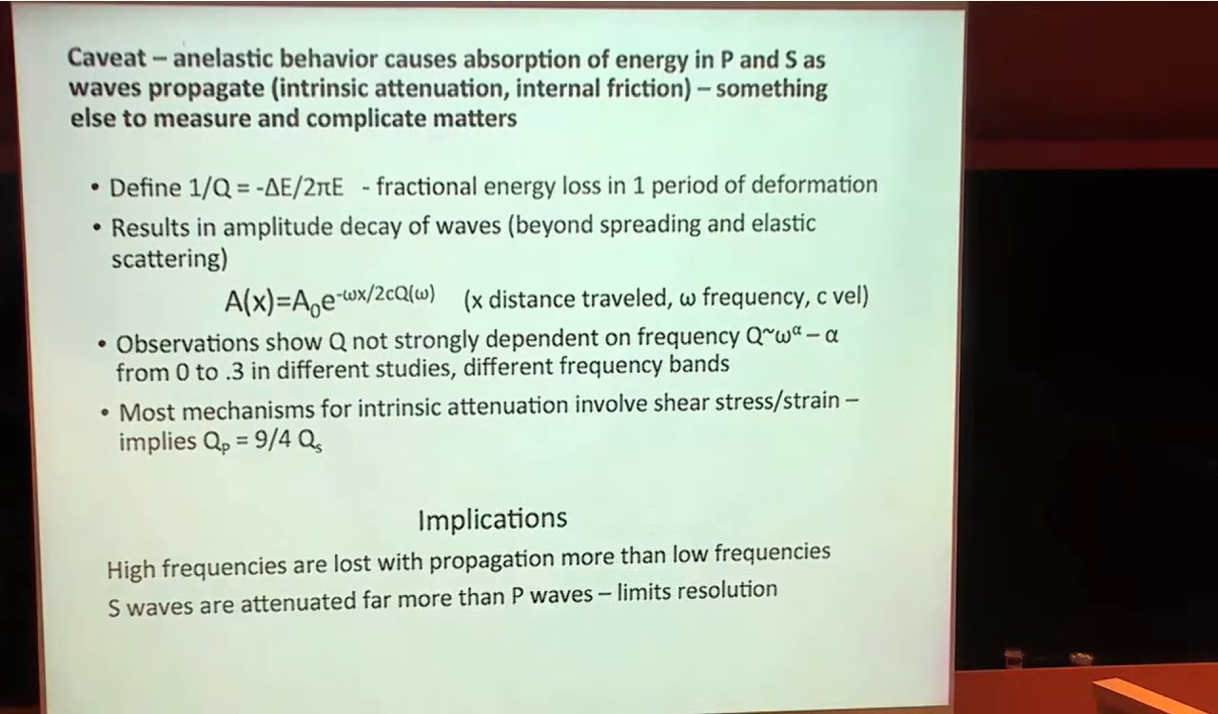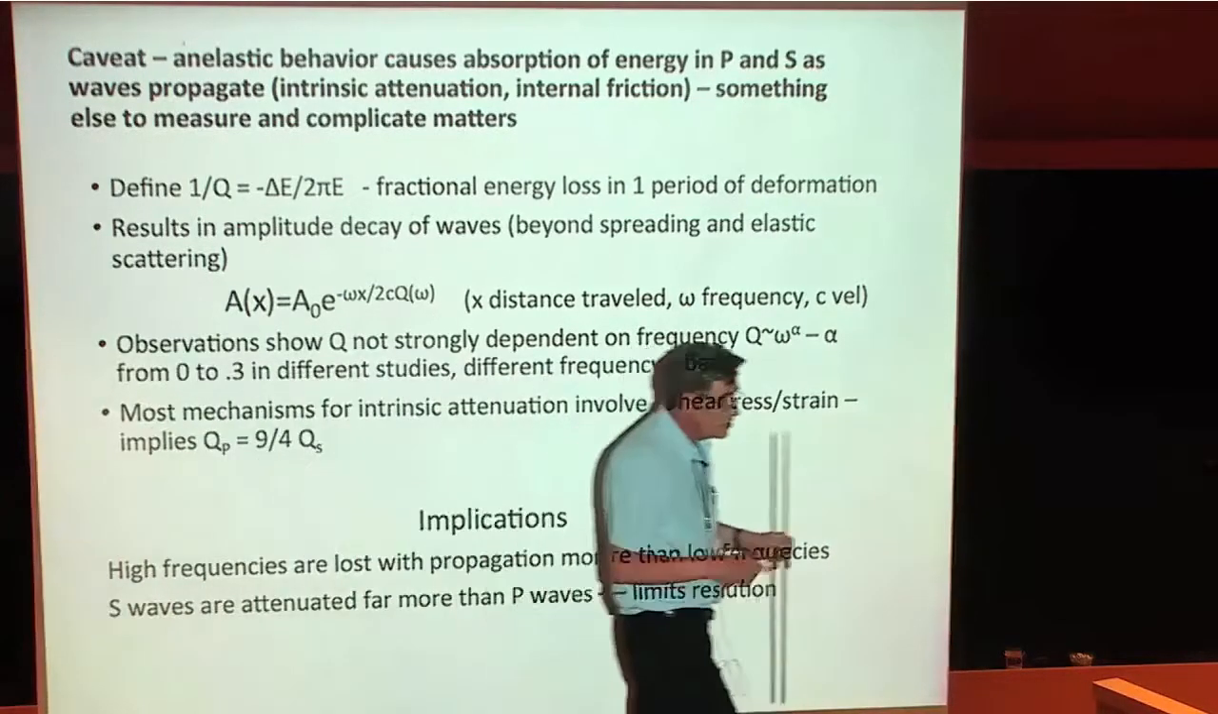Even worse for the S waves is that most of the mechanisms for this internal friction involve shearing type deformations. In that case, the Q for the P wave is 9/4 the Q for the S wave. Remember, larger Q, less attenuation, so the P waves are less attenuated than the S waves. Therefore, for S waves, you rarely see an S wave at 1 hertz. For P waves, they're beautiful. You can see them all you want. S waves really get knocked down in attenuation. We tend to use longer periods when we're looking at S waves. So those are the two implications here for the effect of Q just on the wave amplitude.